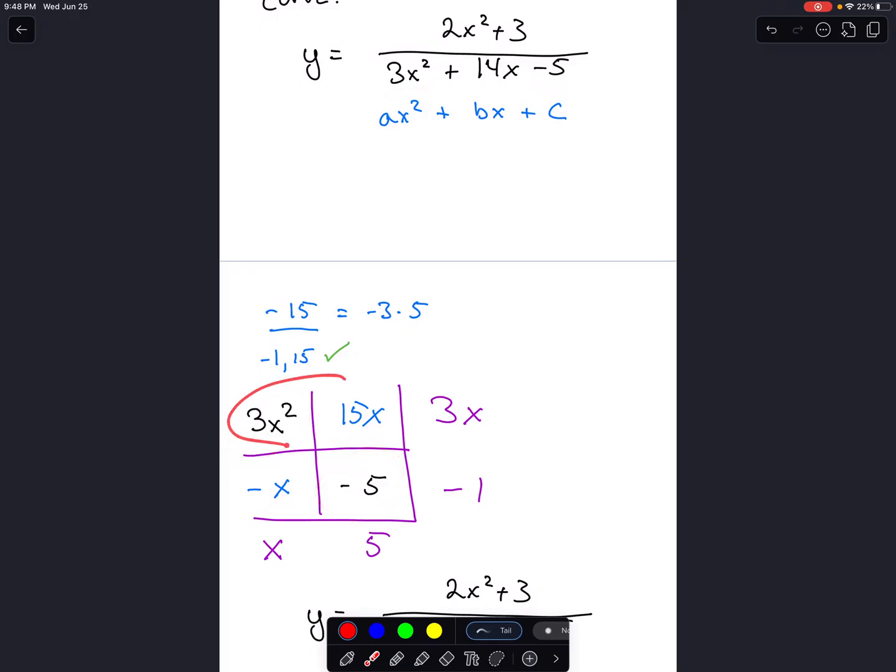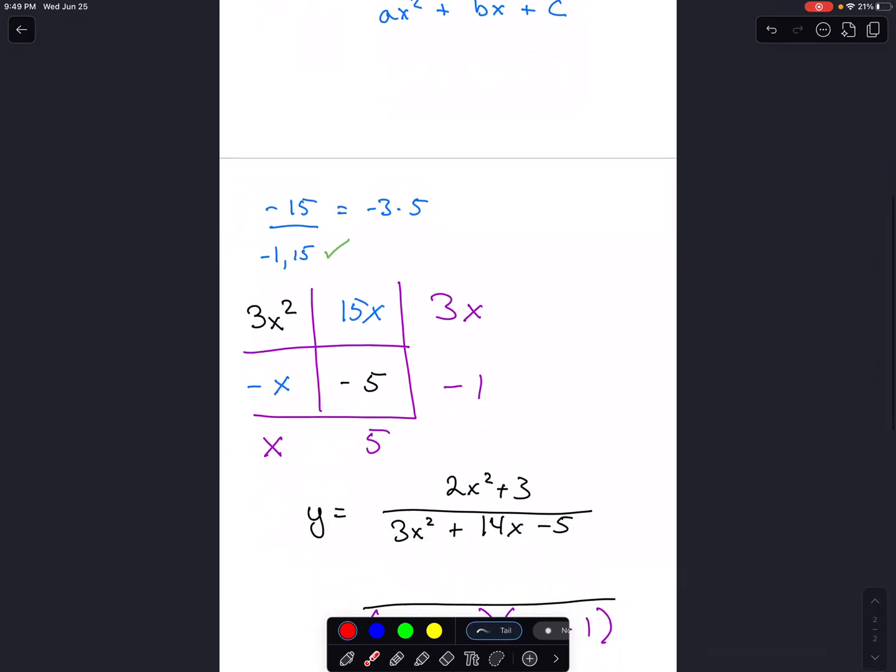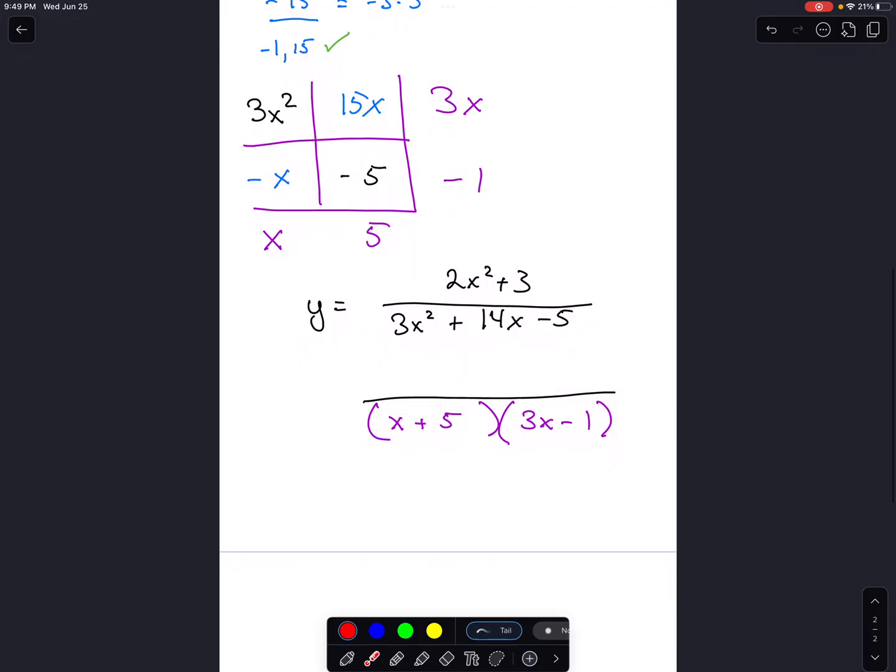Then we said, well, the greatest common factor here was this guy. The greatest common factor here was this guy. The greatest common factor here was x. They both had at least one x. And then the greatest common factor here was 5. So then once we finished that denominator, we were able to get it like this.